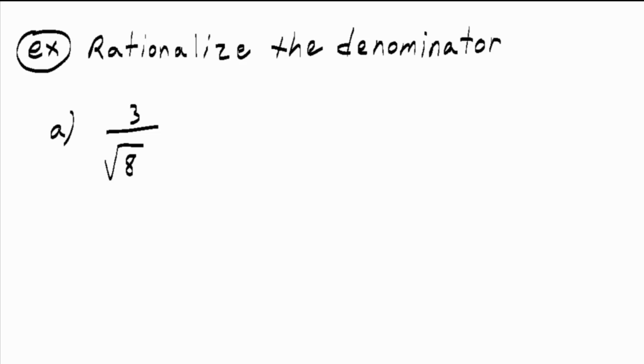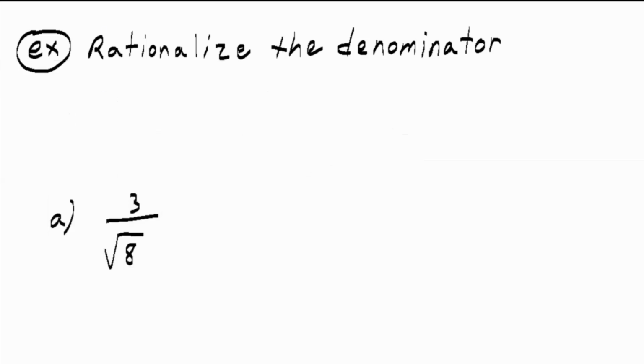Here's what I'm really here to sell you today. We need to rationalize the denominator. Okay, when you say rationalize the denominator, it's just a fancy way of saying get rid of the radical in the denominator. Rationalize the denominator, get rid of the radical in the denominator. If it said rationalize the numerator, it would mean get rid of the radical in the numerator.